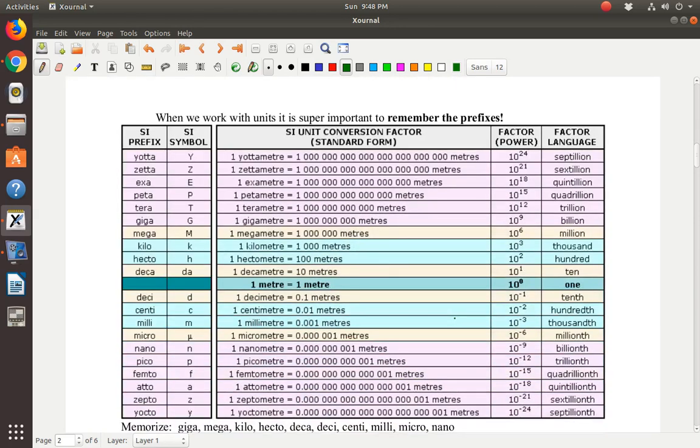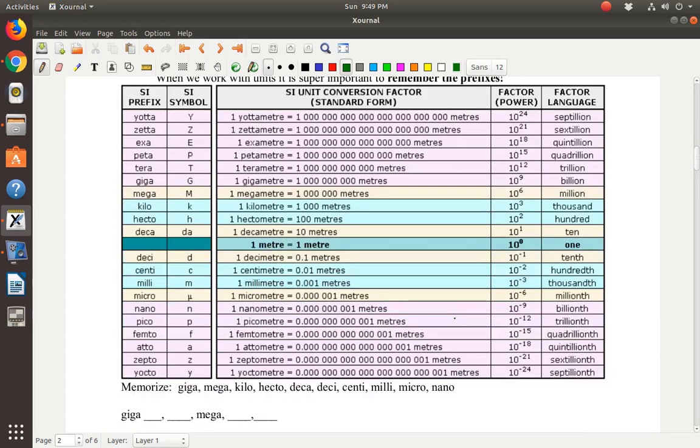And then what we're going to do now is when we work with units, it's super important to remember the prefixes. And so the prefixes you're going to have to memorize. I listed them down here at the bottom. Memorize giga. Well, where's giga? Right here. Mega, which is right here. Kilo, hecto, deca. Then this one right here does not have a prefix.